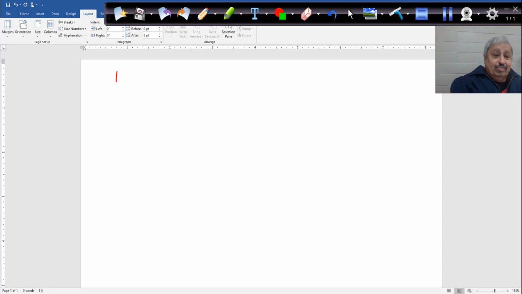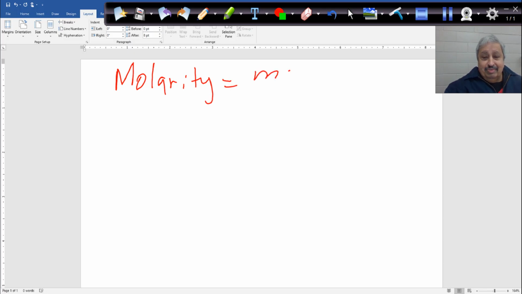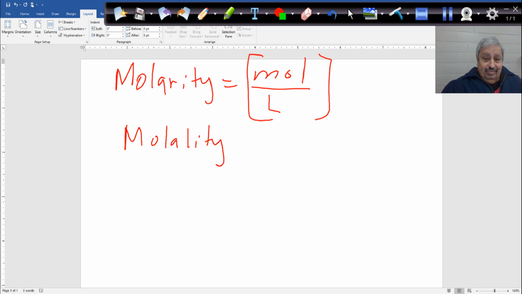So, molarity, what is that? Mole, okay, don't be shy. Mole over liter of the solution. And we said these are the units here: mole per liter, or capital M, or molar, correct? But this is the definition.